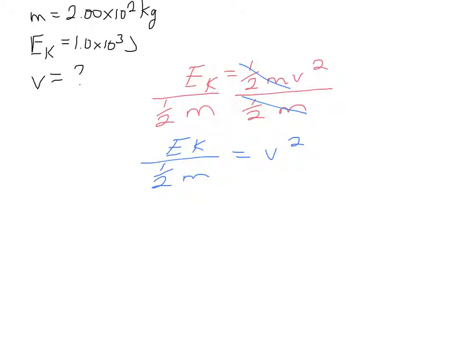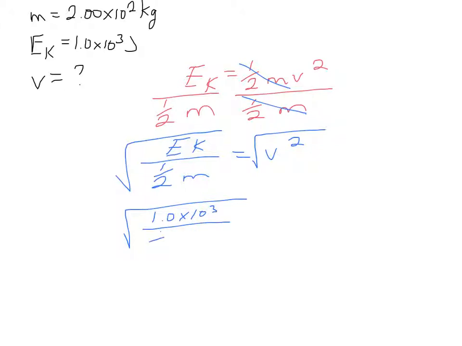And to get rid of the squared sign, I have to take the square root of both sides. So I end up with the square root of my EK, which is 1.0 times 10 to the 3, divided by half times my mass, which is 2 times 10 to the 2, is going to be equal to my v. In my calculator, I would put 1 times 10 to the third divided by 0.5 times 2 times 10 squared. Then when I get my answer there, I would take the square root of the entire thing. So my answer here is going to be 3.162 equals my velocity, and it's in meters per second.